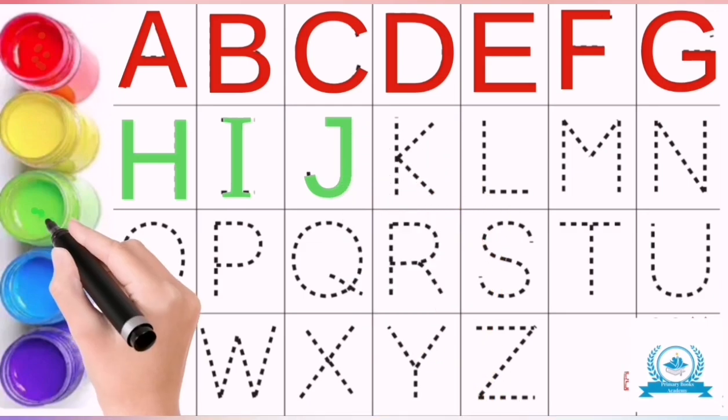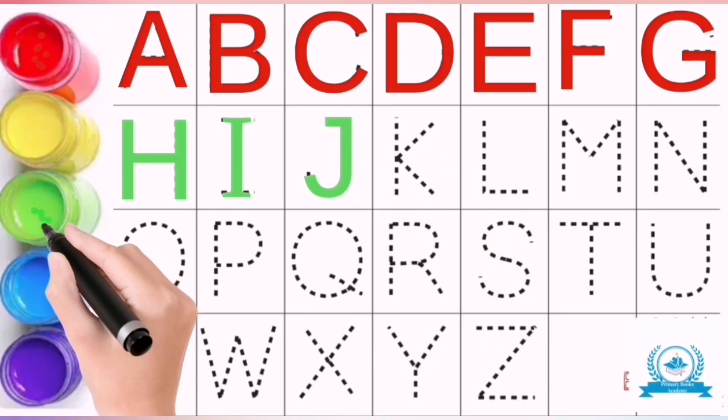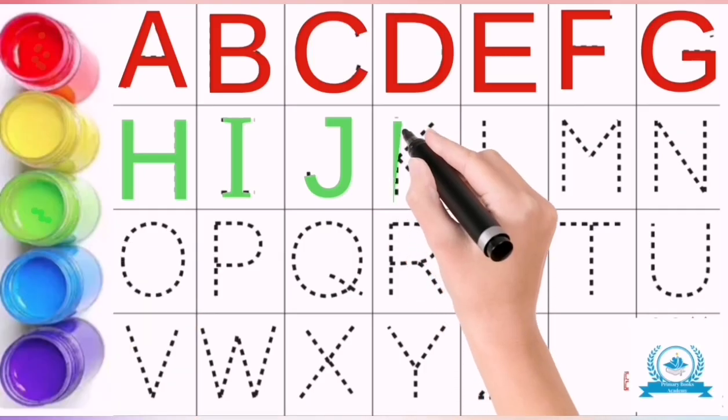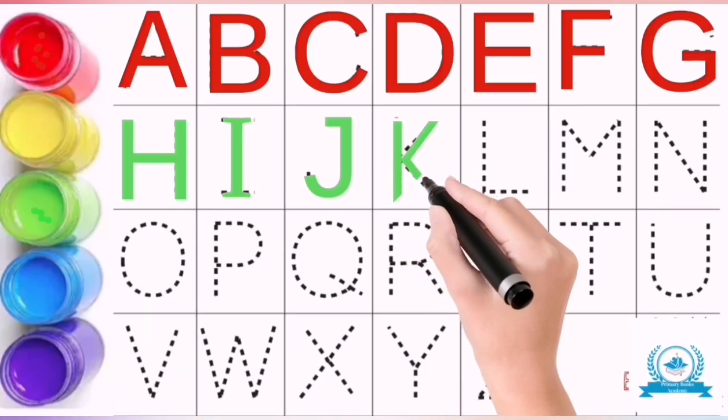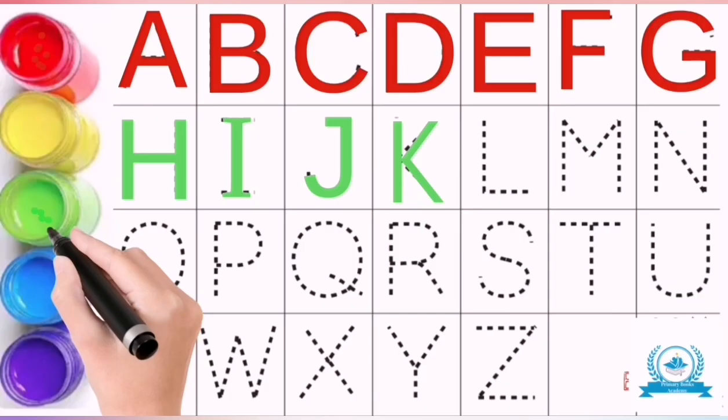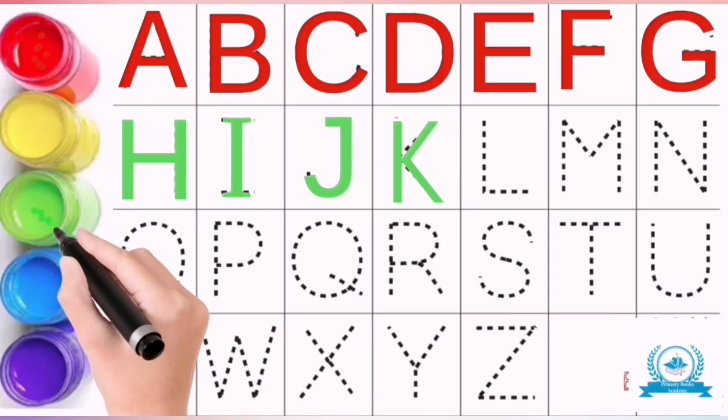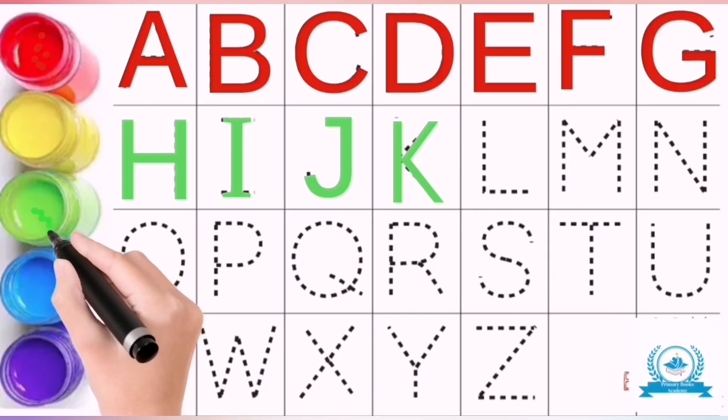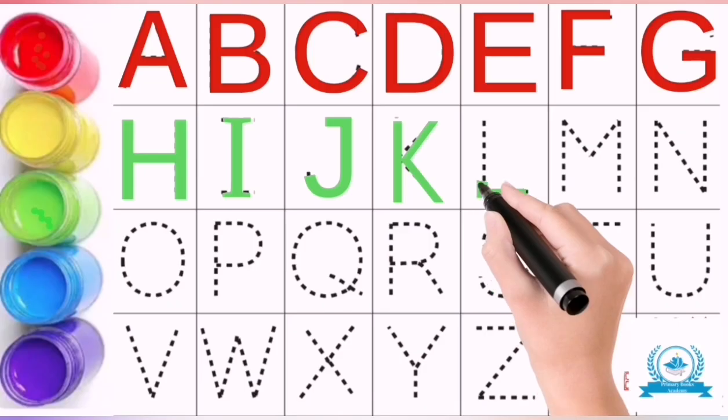K is for kite, one line, two slant lines. L is for lion, down and across.